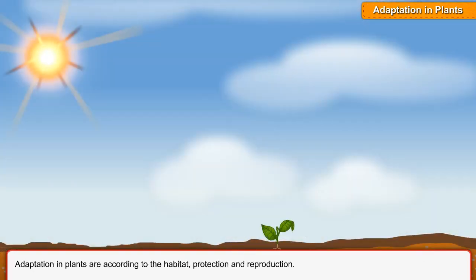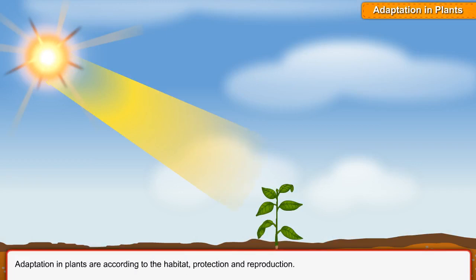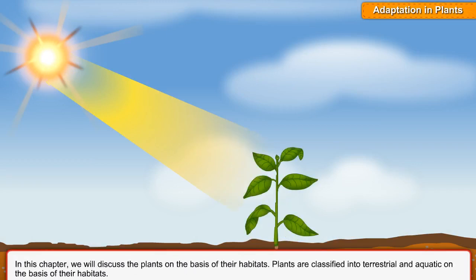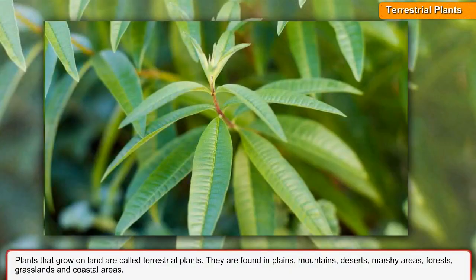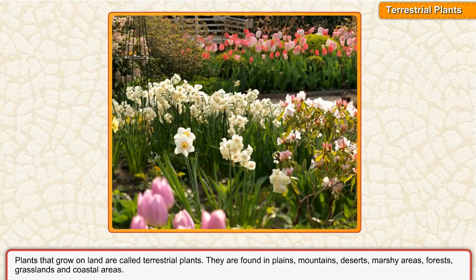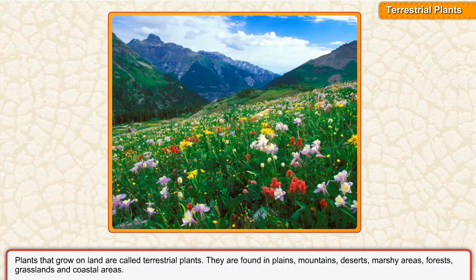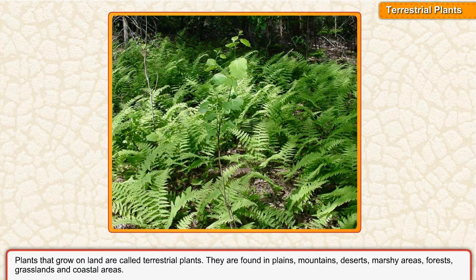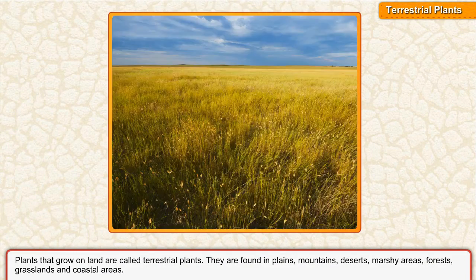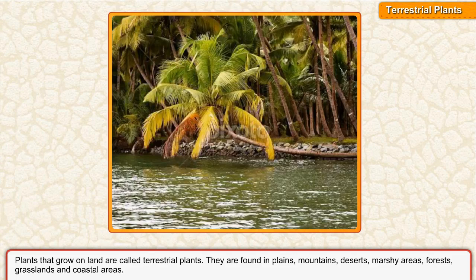Adaptations in plants are according to the habitat, protection, and reproduction. In this chapter, we will discuss the plants on the basis of their habitats. Plants are classified into terrestrial and aquatic on the basis of their habitats. Terrestrial plants. Plants that grow on land are called terrestrial plants. They are found in plains, mountains, deserts, marshy areas, forests, grasslands, and coastal areas.